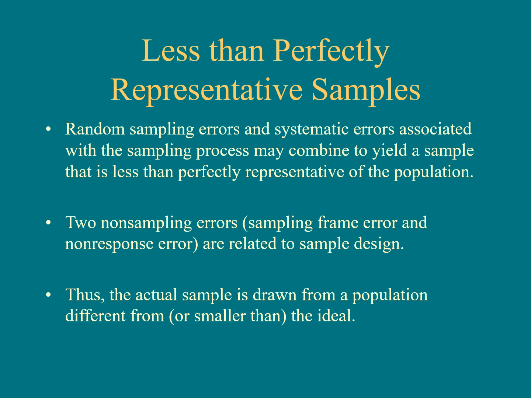Less than perfectly representative samples. Random sampling errors and systematic errors associated with the sampling process may combine to yield a sample that is less than perfectly representative of the population. Two non-sampling errors, sample frame error and non-response error, are related to sample design. Thus, the actual sample is drawn from a population different from, and smaller than, the ideal.